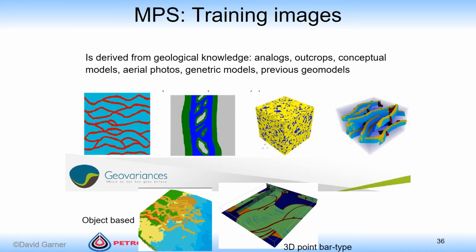And training images can come from many sources. This is a very commonly shown Strebelle model. This is another kind of image.